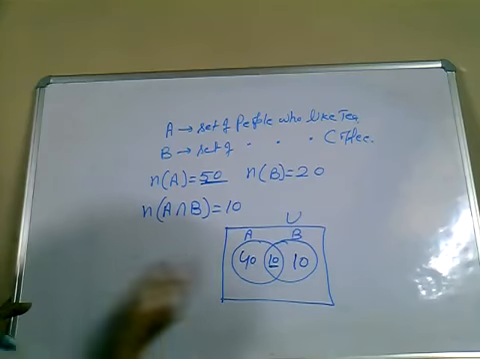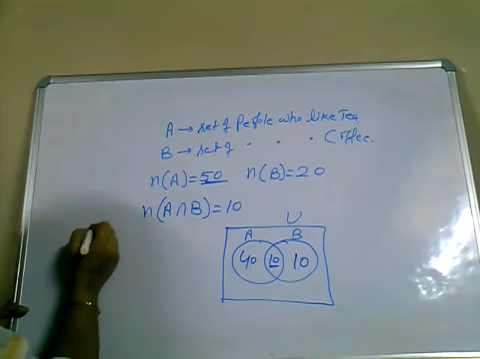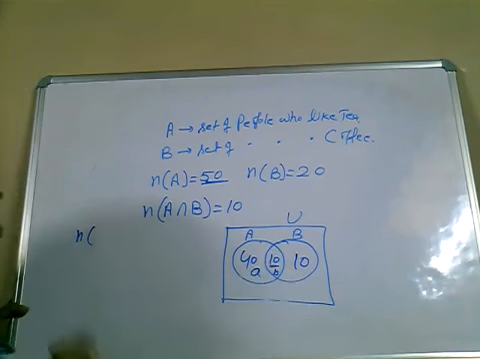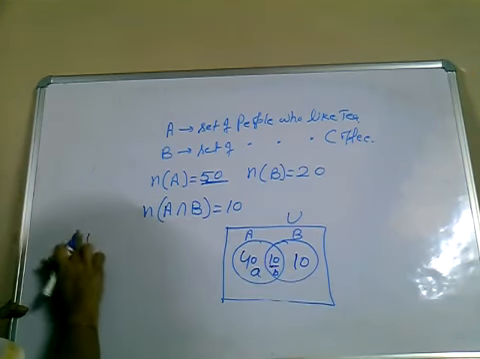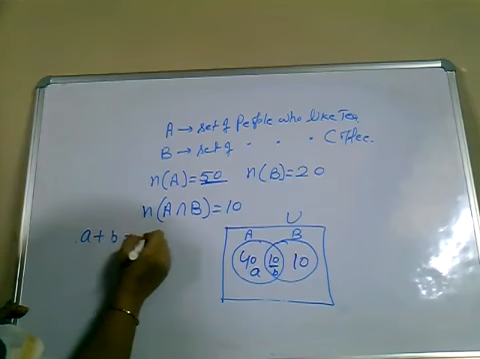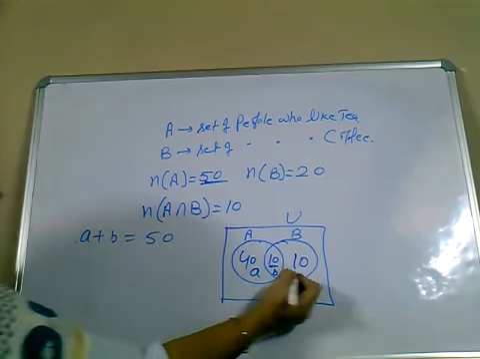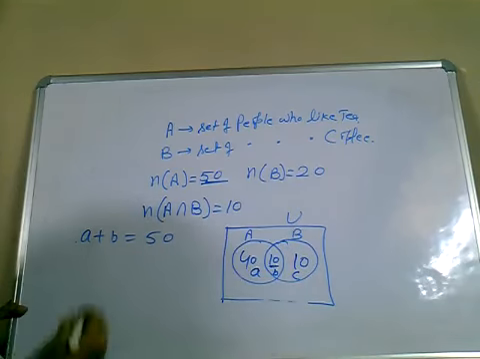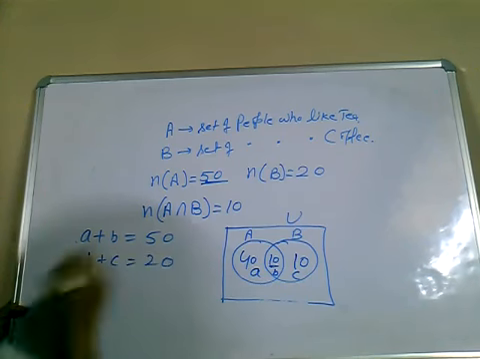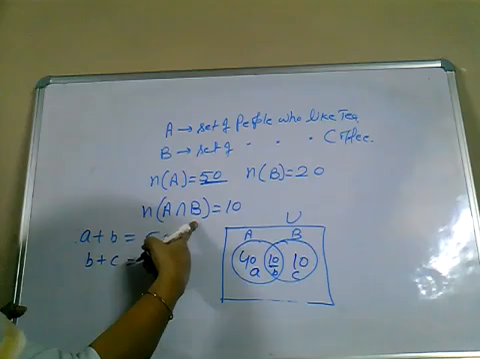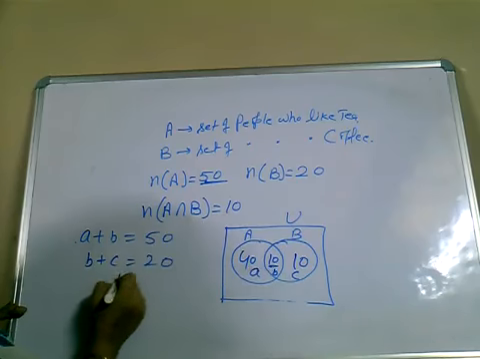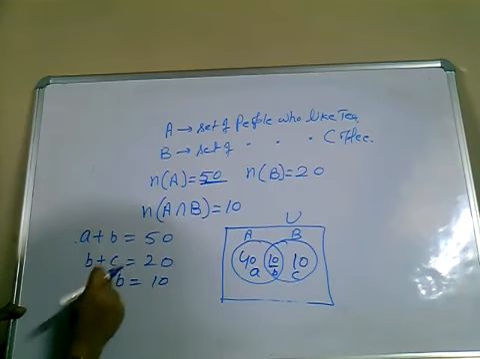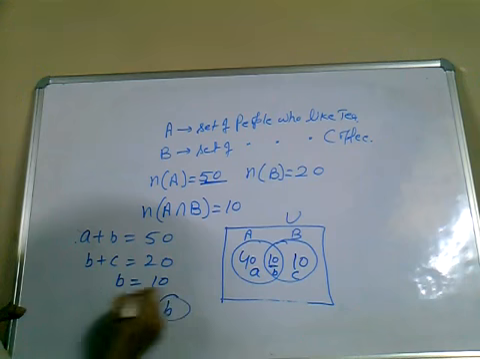We can also write it as: number of elements in A only are a and in B only are b, small a and b. We can write it as a plus b is equal to 50. Now we can represent this portion by small c. Number of elements in B are 20, so we can write b plus c is 20. Number of elements in A intersection B is 10, so we can write b is 10. By solving these three equations, we can find out the values of a and b.